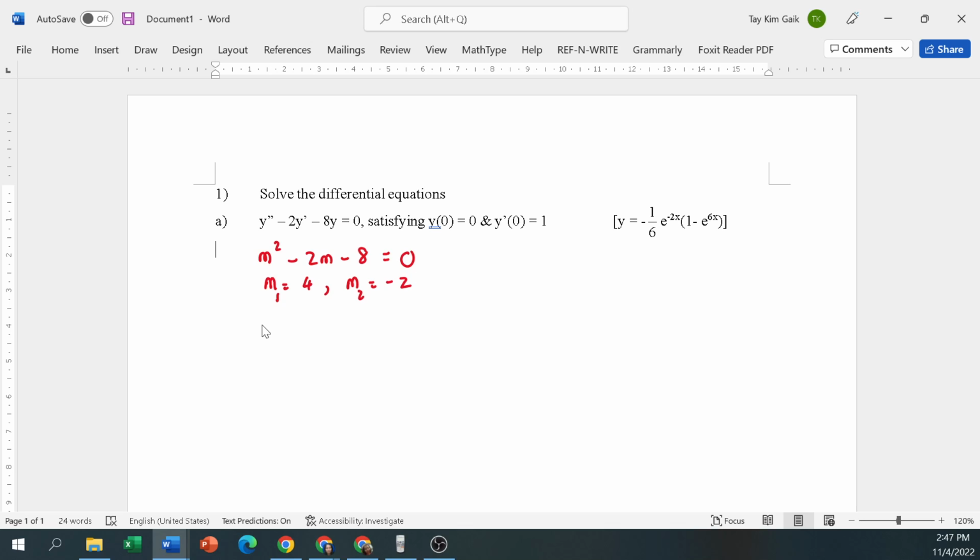Okay, normally I will choose the smaller one to belong to the coefficient a. So y equals a e to the negative 2x plus b e to the 4x. So this is the first case, where you get real and different roots. I think the solution is wrong. Maybe the solution is wrong, I might check. Okay, so this is the general solution.